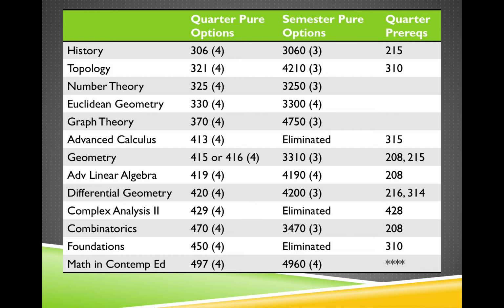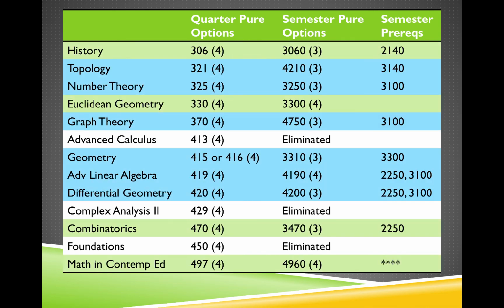Now let's also look at what's going to happen with the prerequisites. If you look over here on the right, these are the quarter prerequisites. Most of these prerequisites are either 310 or the 208 or 214, 215. So now let's see what happens with the semester prerequisites. The ones that I've shown in green, essentially those prerequisites are unchanged. So for example, combinatorics used to have a prerequisite of 208, which was linear algebra. The new prerequisite will be 2250, which is linear algebra and differential equations.